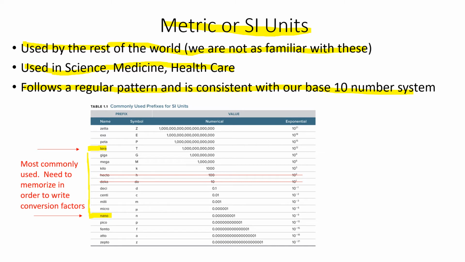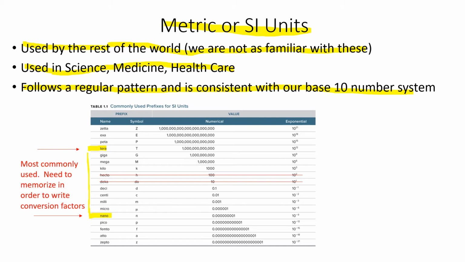There's a couple still in here. Hecto and deca are not commonly used. Don't worry about those. The key ones you want to work on memorizing are tera, giga, mega, kilo, then deci, centi, milli, micro, nano. That's our first step in becoming metric fluent, is learning what these mean.